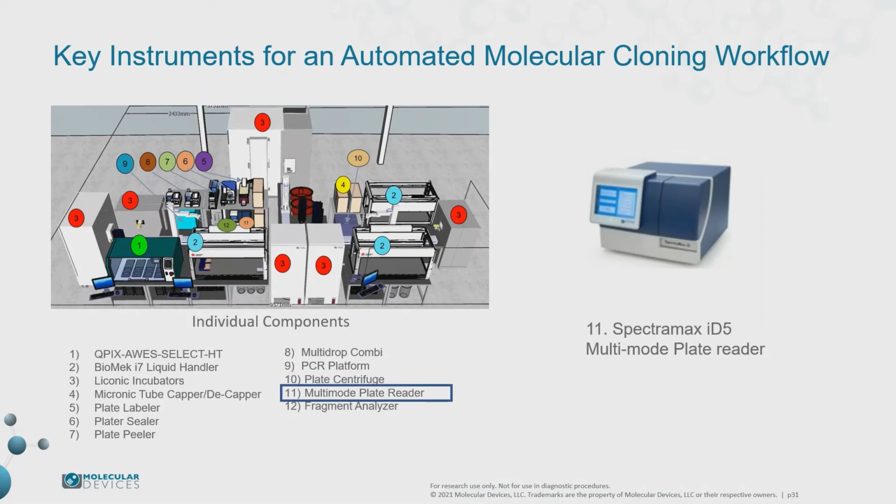The SpectraMax iD5 multimode plate reader is the cornerstone of a complete laboratory solution to help you expand the boundaries of your research capabilities. With optimized reagents and the industry-leading data acquisition and analysis tool, SoftMax Pro 7 software, the SpectraMax iD5 allows you to customize your workflow to perfectly match your needs.